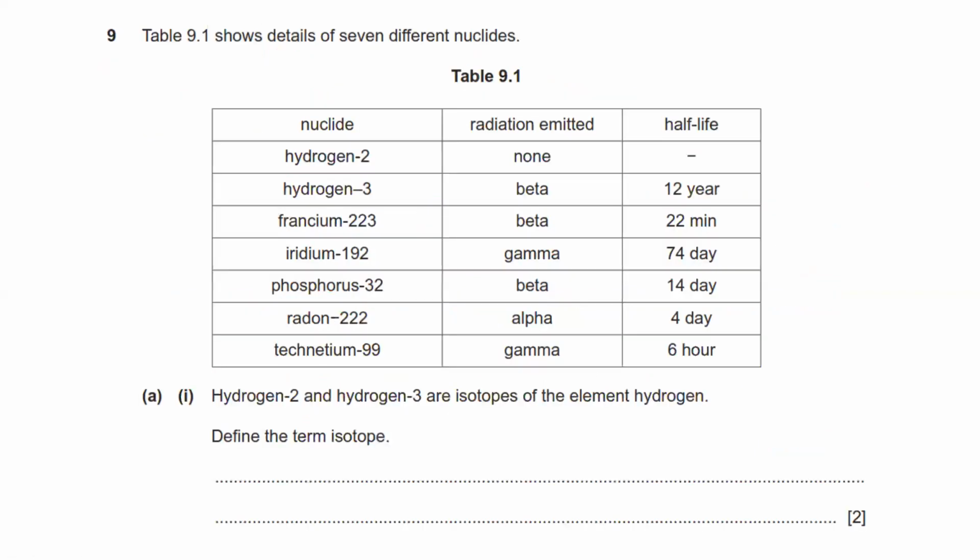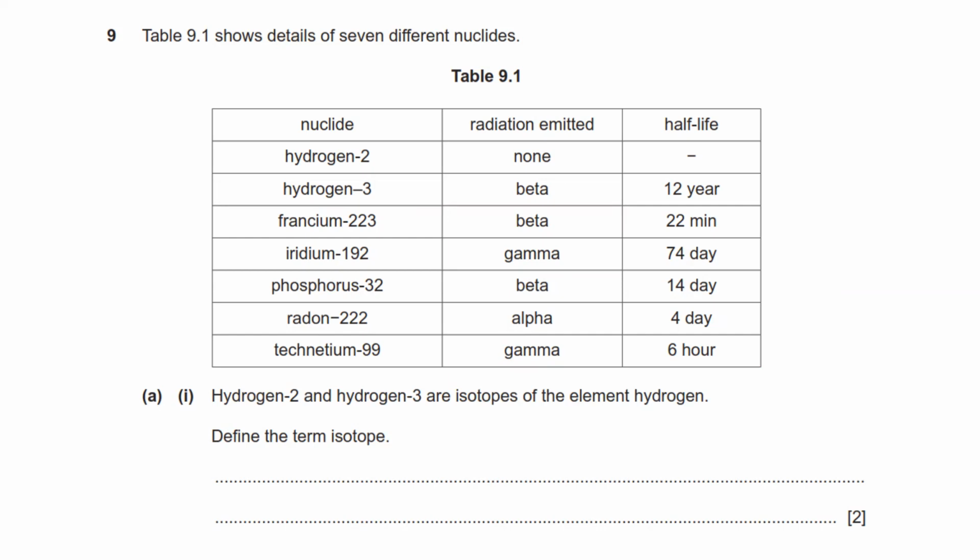So this is how we address the question. Last question for this exam, question number 9. It says table 9.1 shows details of 7 nuclides: hydrogen 2, 3, francium 223, iridium 192, phosphorus 32, radon 222, and technetium 99. Emitted radiations are none, beta, beta, gamma, beta, alpha, and gamma, and the half-lives are given. Hydrogen 2 and hydrogen 3 are isotopes of the element hydrogen.